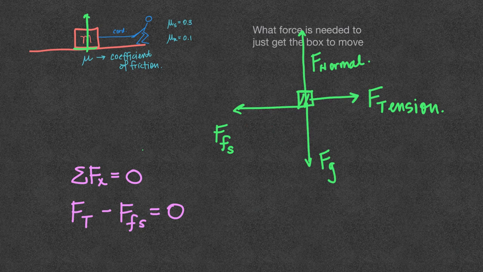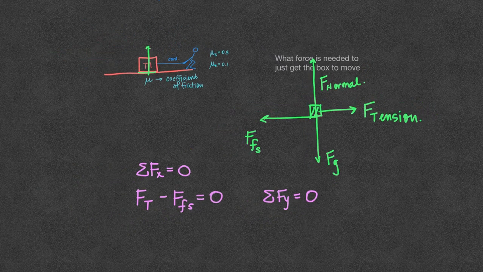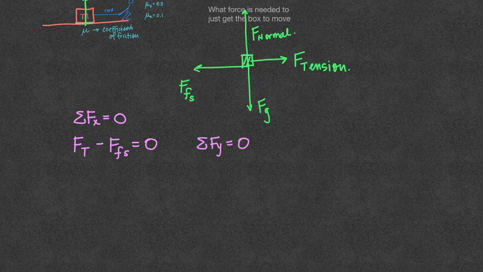Now let's sum the forces in the y direction, that's up and down, and they're also going to be balanced, and those forces then would be the normal force, which is straight up, minus the weight, and that's equal to 0. Now, the question is asking me what force is needed to get the box to move. So I want to find the tension force. That's what I want to find. And this is the tension force right here.